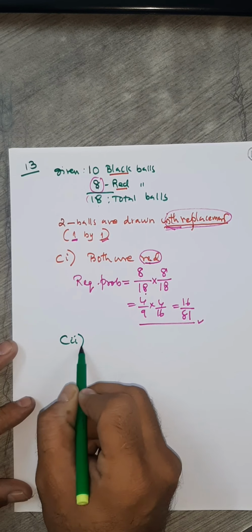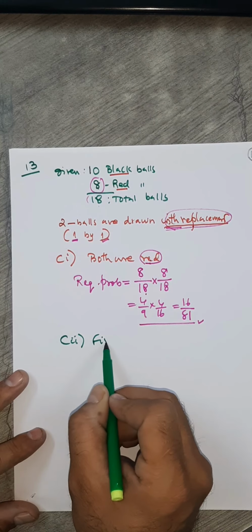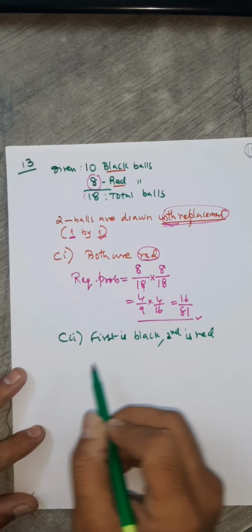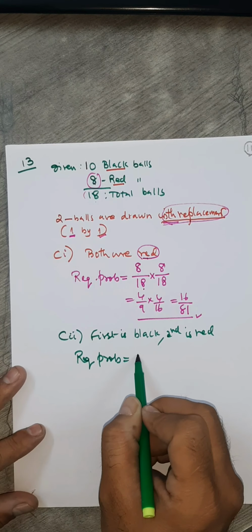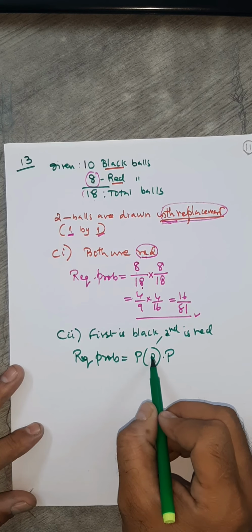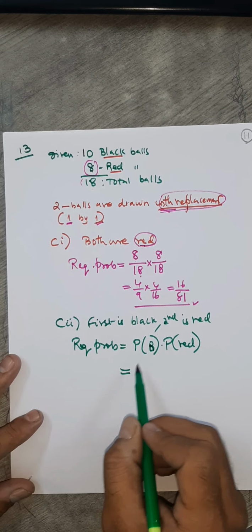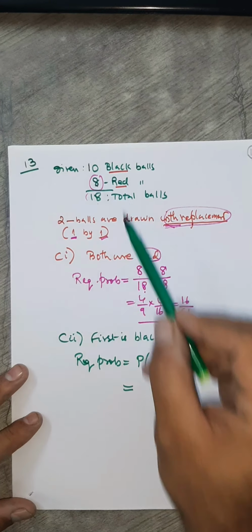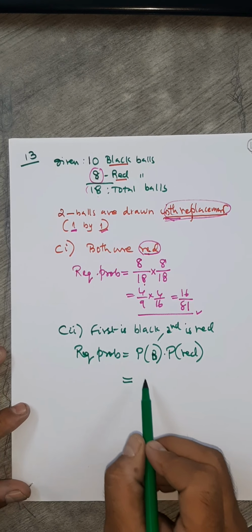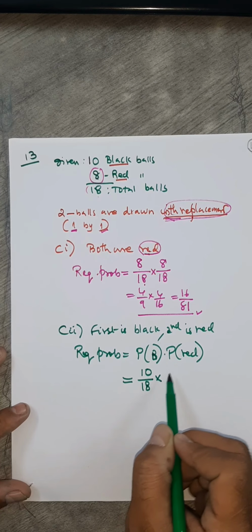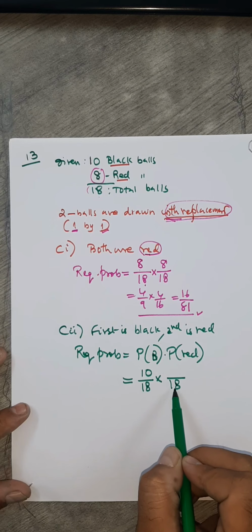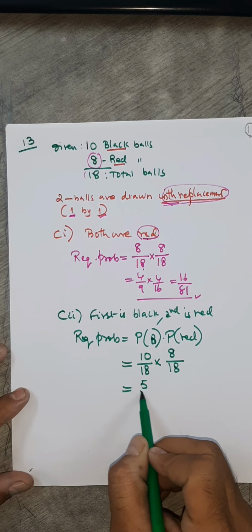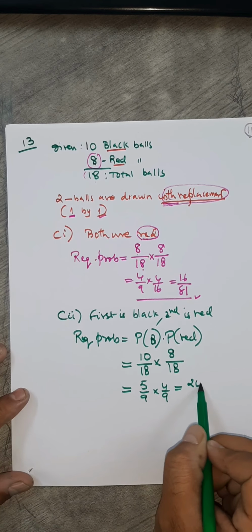What is the second sub question? The second sub question is first is black and the second is red. So here the required probability equals the probability that it is of the black color and the probability that it is of red color. Now what's the probability that the selected one is of the black color? How many black color? 10. So we will have here 10 by total 18. And the selected one is placed in the box, so the number of balls remains the same, which is 18. But now it is of the red color. How many red color? 8. So we have here 5 by 9 into 4 by 9. So finally it is 20 by 81.